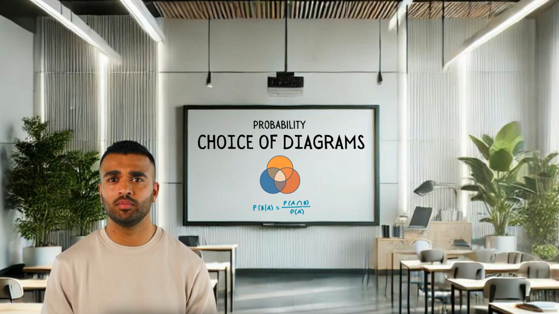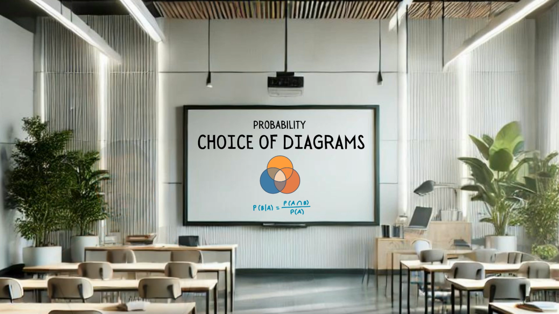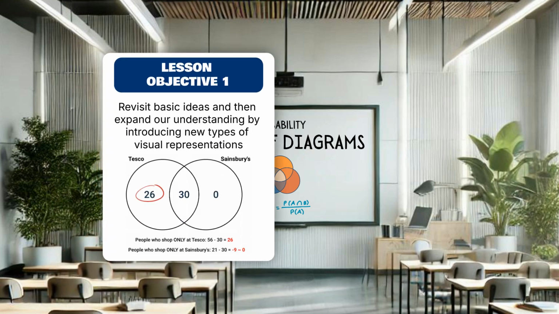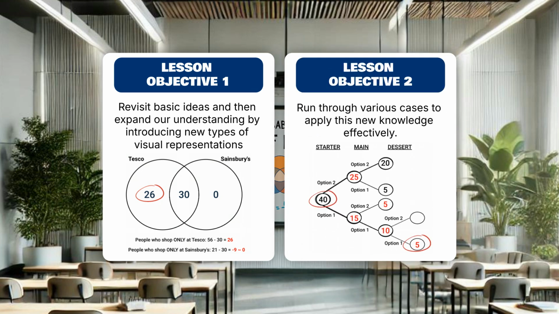for specific probability problems. First, we will revisit some basic ideas and then expand our understanding by introducing new types of visual representations. Finally, we will run through various cases to apply this new knowledge effectively.